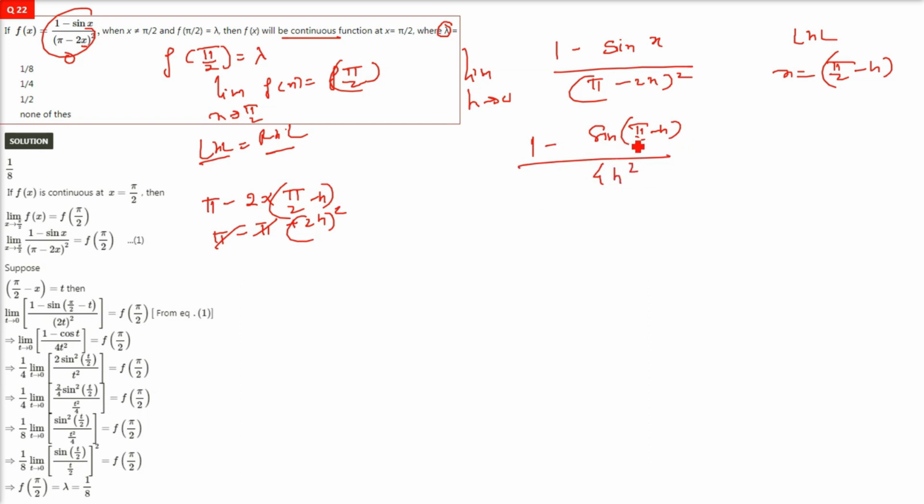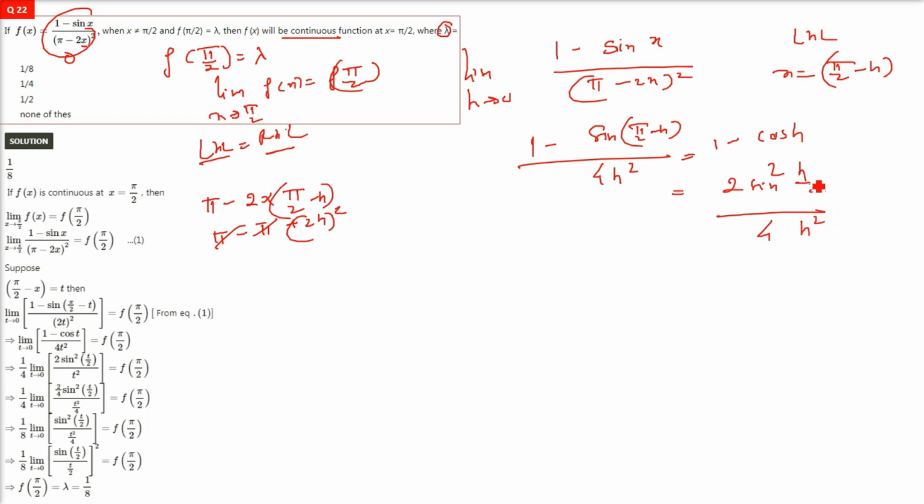Sin 90 minus theta is cos theta. So 1 minus sin(pi by 2 minus h) is 1 minus cos h. So 1 minus cos h is what? 2 sin square h by 2. Now you have 4h square already.